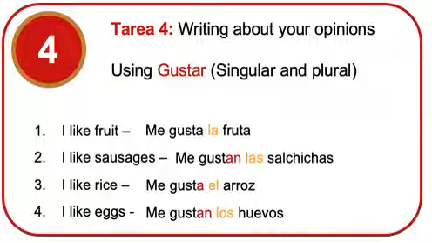I like sausages. So sausages are plural. So we say me gustan las salchichas. Okay, so remember that me gusta turns into me gustan. For masculine examples then, I like rice. Me gusta el arroz. And then for eggs, me gustan los huevos.